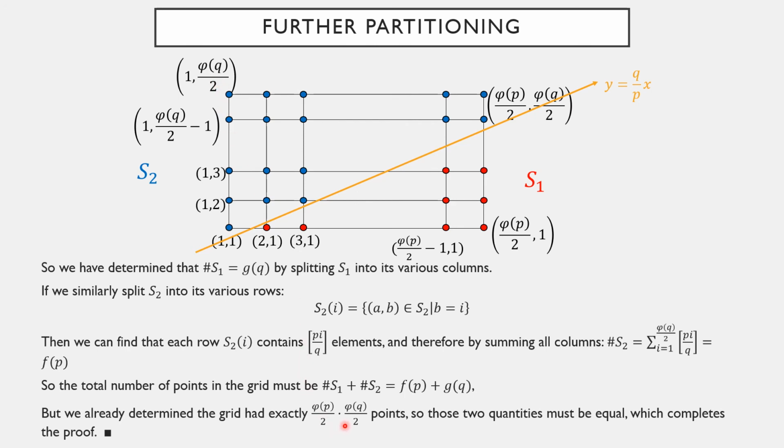So the number of points in the grid is either f of p plus g of q, or this product, phi of p over 2 times phi of q over 2. We already established through Eisenstein's lemma that the Legendre symbol p over q times the Legendre symbol q over p was -1 to this power. Therefore, the product is also -1 to this power, and that is exactly the law of quadratic reciprocity.